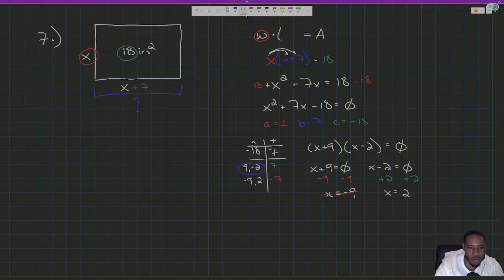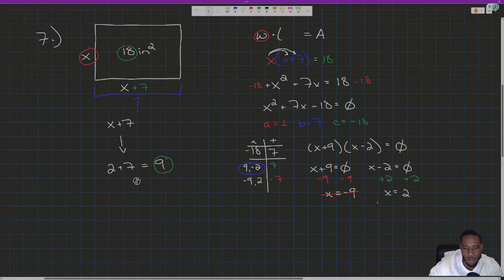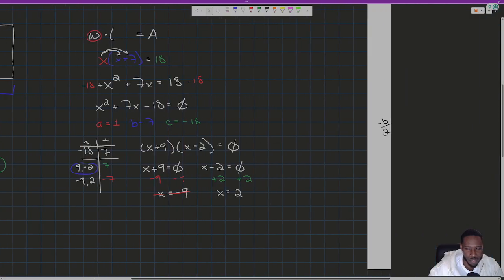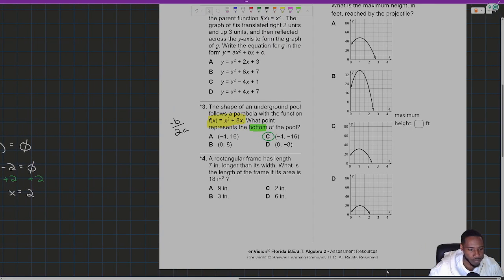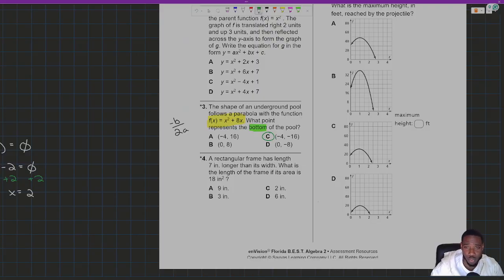And if we check that, x plus 7, based on our solution, we can put it into 2 plus 7. And 2 plus 7 is 9. So that is a real distance measure, and it's the only one of the two mathematical solutions we got. So that must be the correct answer. And if we look over at number 4, that is an answer choice. Our answer is 9. So A.